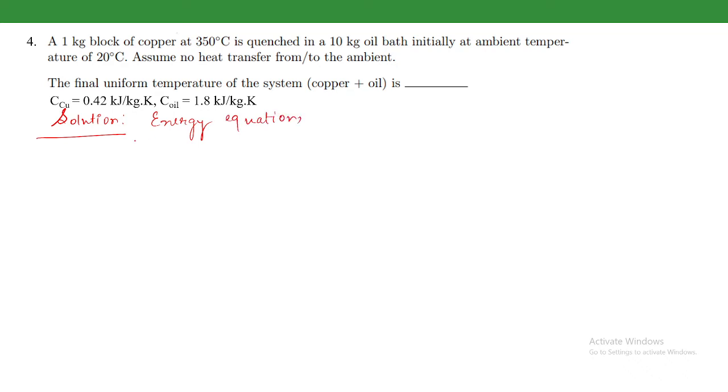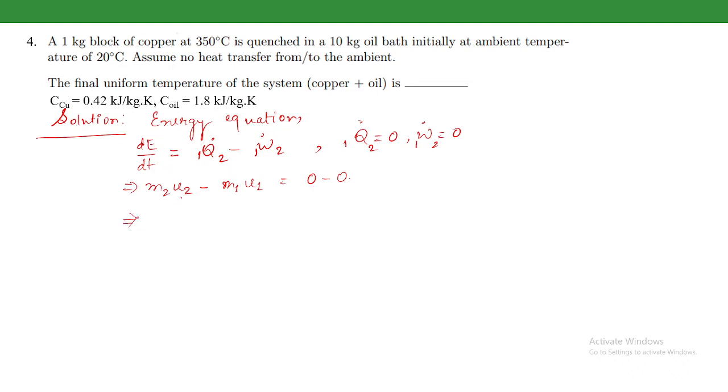we know dE by dt is equal to Q1 to 2 minus W1 to 2. So we can write it as M2 U2 minus M1 U1, and this is 0 minus 0, since both heat and work here are 0. There is no heat transfer, there is no work done. So this is the final mass, this is the final internal energy, and this is the initial internal energy.